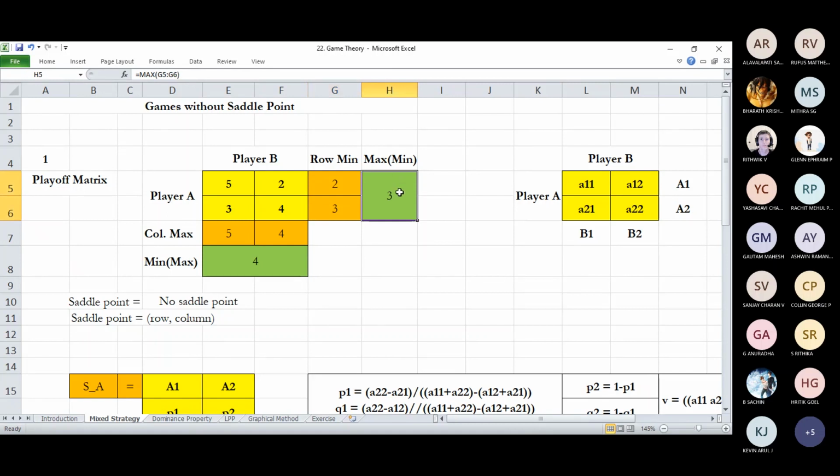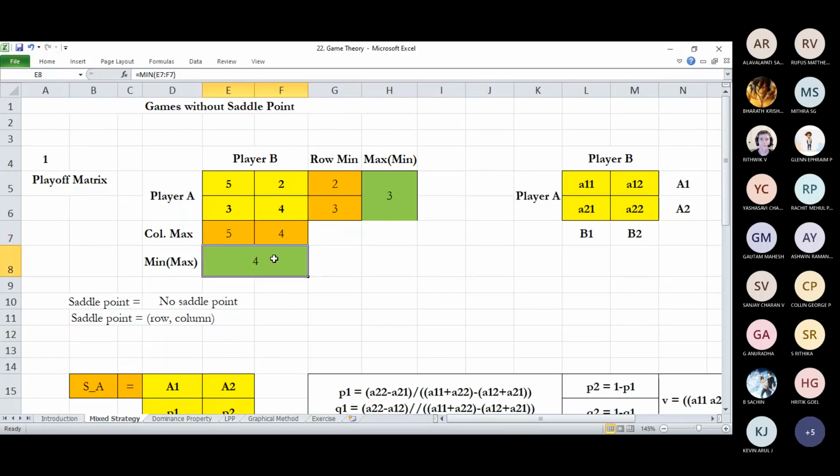Maximin is 3. Then for the column maximum, we take the first column and find the maximum of the values in it. Out of 5 and 3, the maximum is 5. Then in the next column, out of 2 and 4, the maximum is 4. And then, among the column maximums, we need to find the minimum value. So the minimum value is 4.